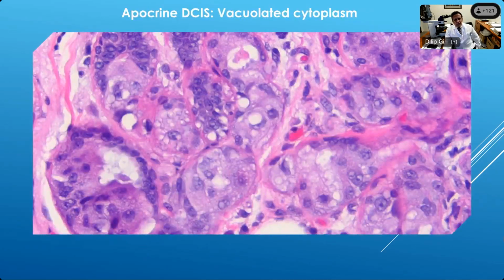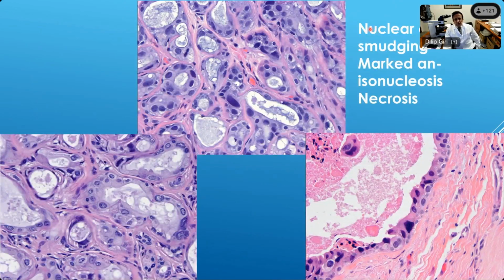So one of the things he said is that when they are atypical or malignant, the apocrine cells show vacuolation. So there will be a lot of cytoplasm which will be vacuolated. He also said that when you see nuclear smudging and marked anisonucleosis and presence of necrosis in the apocrine setting, then the lesion probably is malignant.